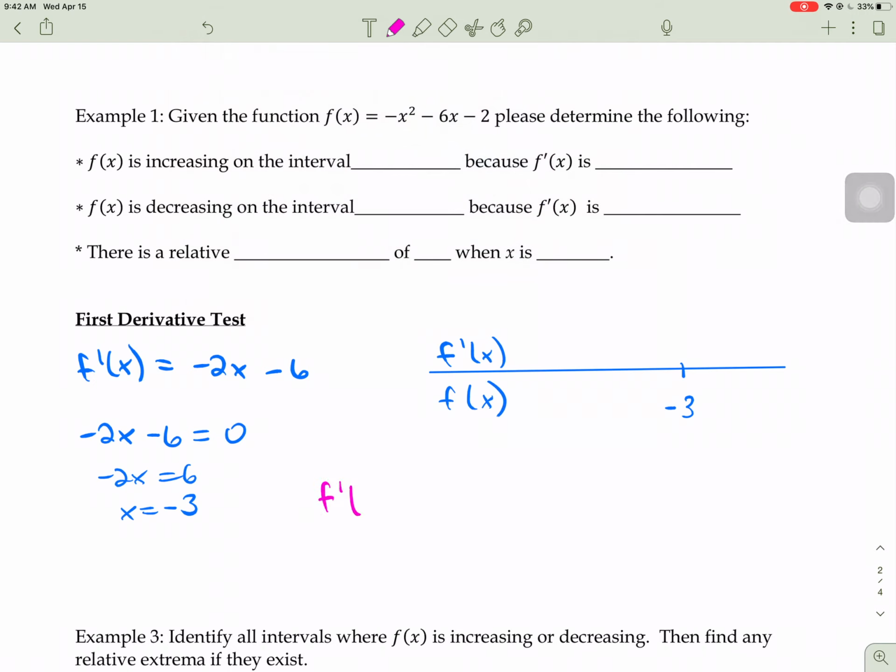So what's f prime of? Let's go to the left first. Let's do negative 4. So that's negative 2 times negative 4 minus 6, which is 8 minus 6, which is 2. So the slope at negative 4 is positive, so it's going up.